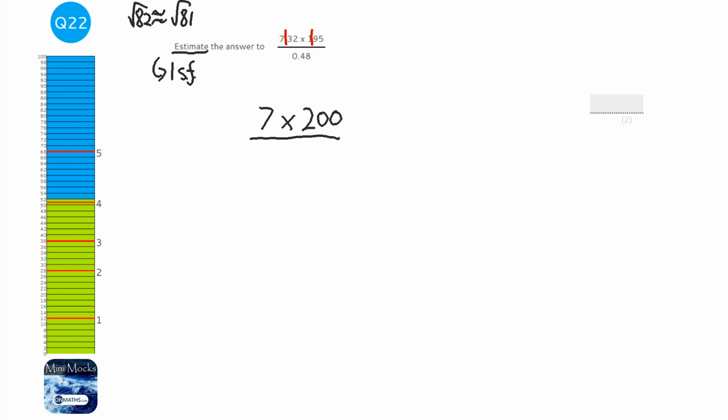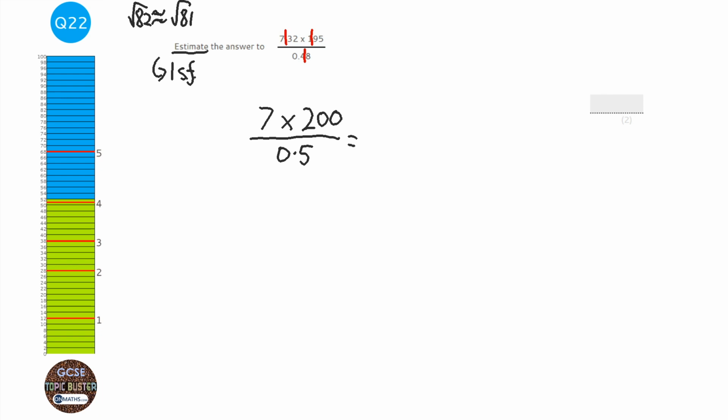Now, this is where some people make mistakes. They think that will round to 0, but significant figures ignore any zeros. It's the first non-zero digit you start counting. So the line will go after the 4. So that will round to 0.5.